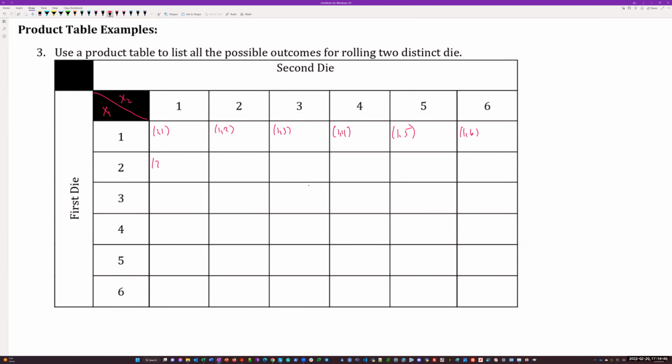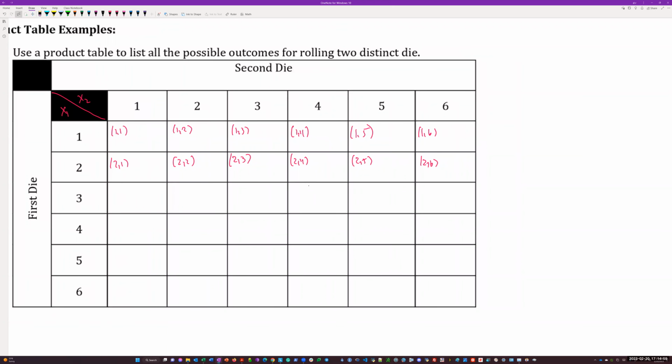We could then get a 2 and a 1, a 2 and a 2, a 2 and a 3, 2 and a 4, 2 and a 5, and a 2 and a 6. All right. Does that make sense? Now you say, why would I need to bother with this type of thing? And my answer is, this is just a simple type of exercise representing 2 variables, right?